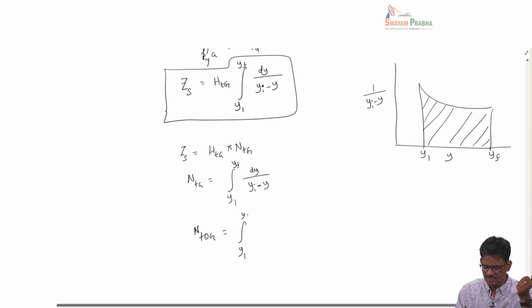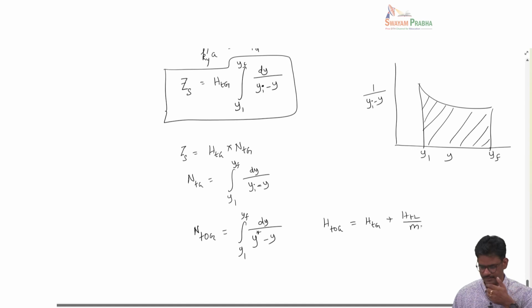For the same limit, we can replace the interfacial concentration with the equilibrium concentration, and similarly HTOG can be written as HTG plus HTL by M. So total column height ZS can be written as HTOG times NTOG.